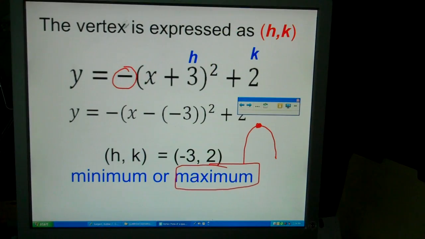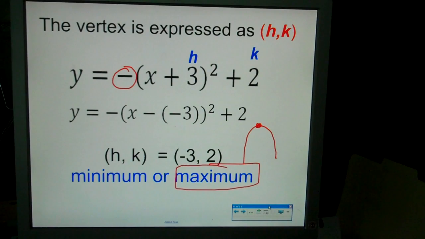All right, that's our conversation on vertex form. Please review this. Again, this is formula number 2 that you have to memorize. All right, it is now part of our math vocabulary.